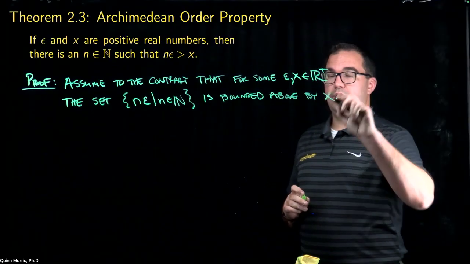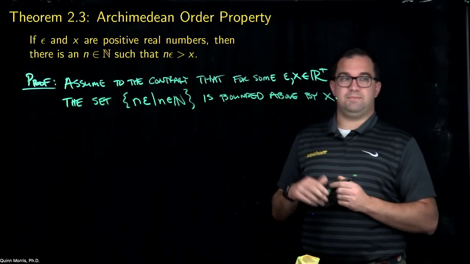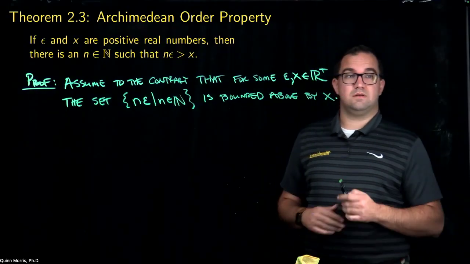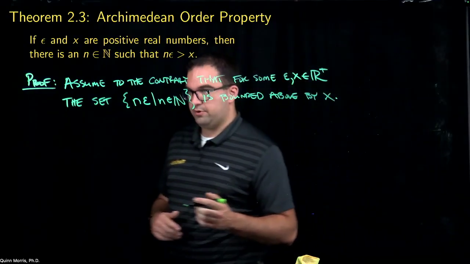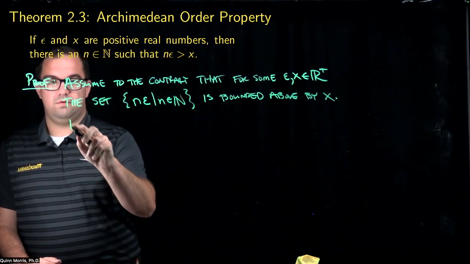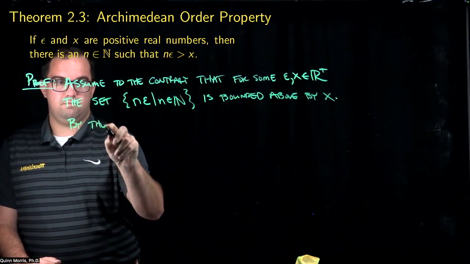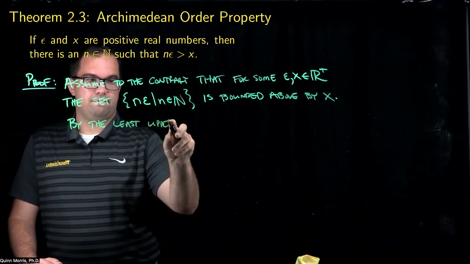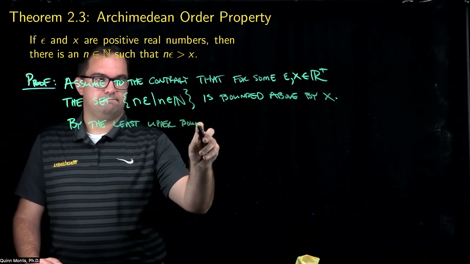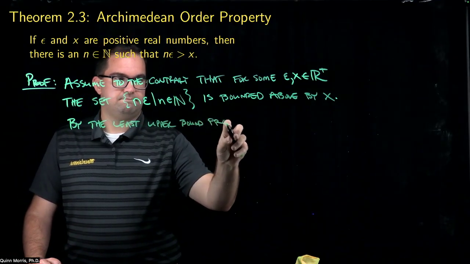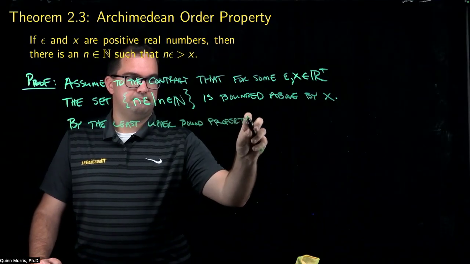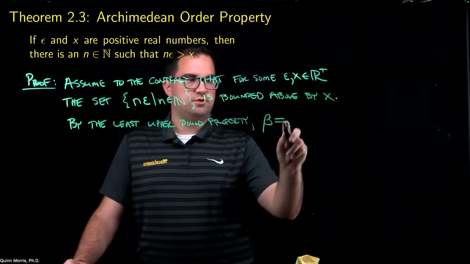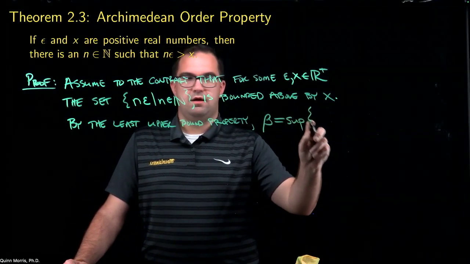All right, well, that's great. I now have a non-empty set of real numbers, which is bounded above. I can apply the least upper bound property. So by the least upper bound property, I can define beta to be the supremum of this set.